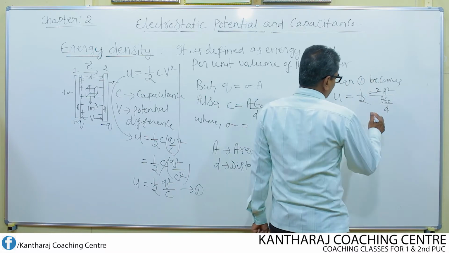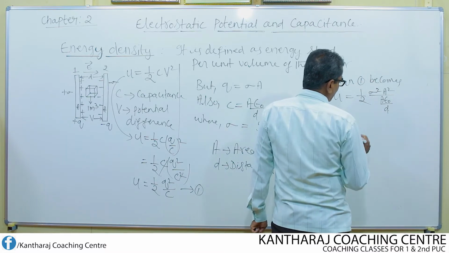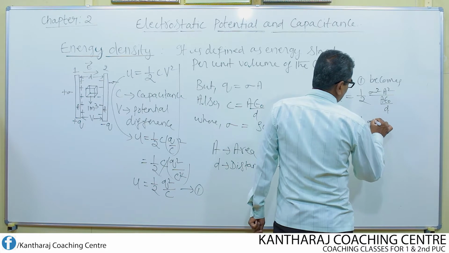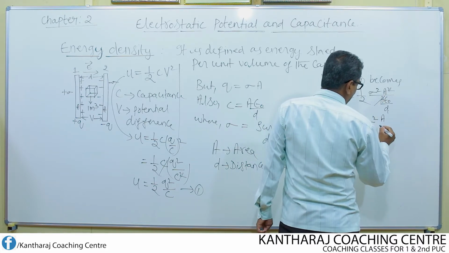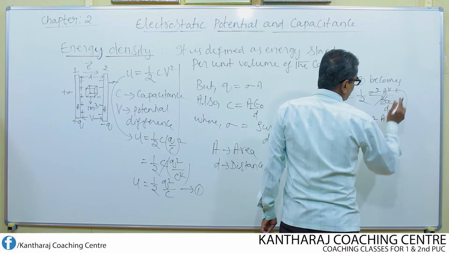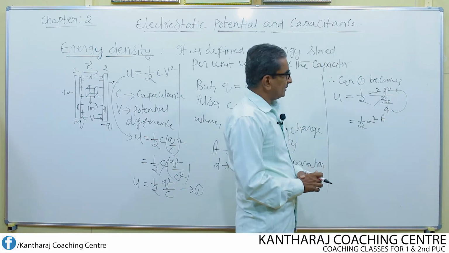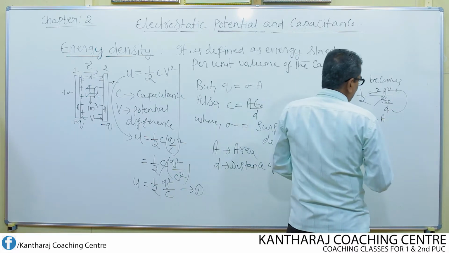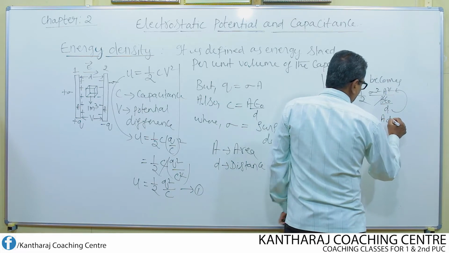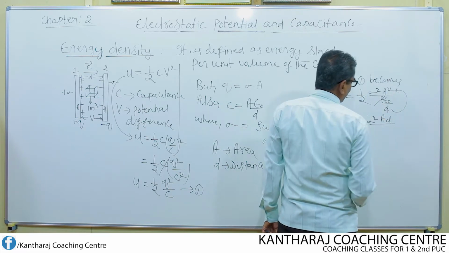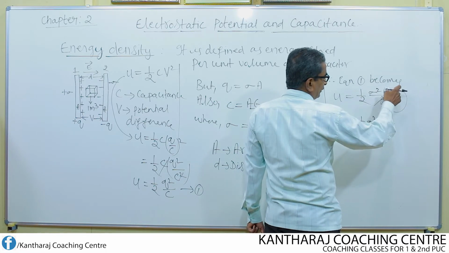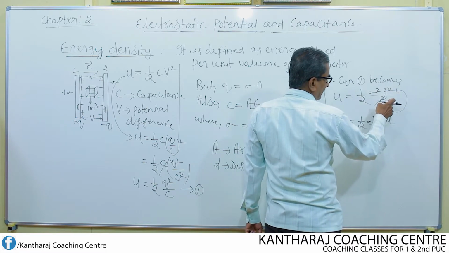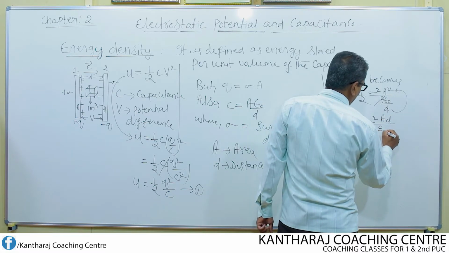Then this is equal to half of sigma square. One A and A gets cancelled, so A is left. This D goes to the numerator, so A into D divided by epsilon naught. D is shifted to the numerator, and what is left in the denominator is epsilon naught.